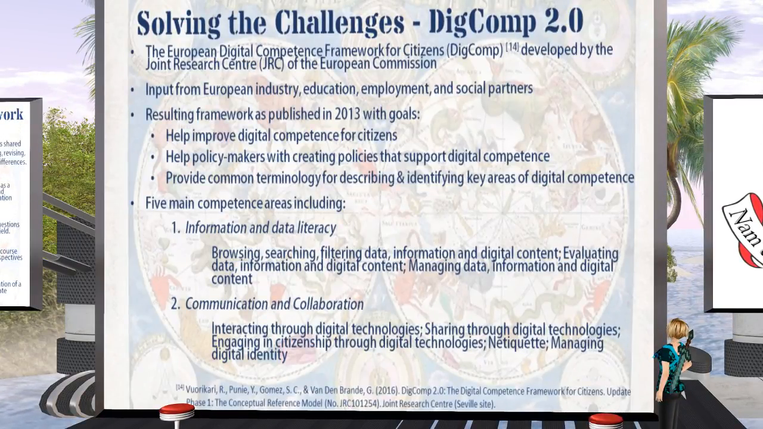The 5 main competence areas include information and data literacy, such as browsing, searching, filtering data, evaluating data, and managing data. Communication and collaboration, including interacting, sharing, engaging in citizenship through digital technologies, as well as etiquette and managing digital identity.